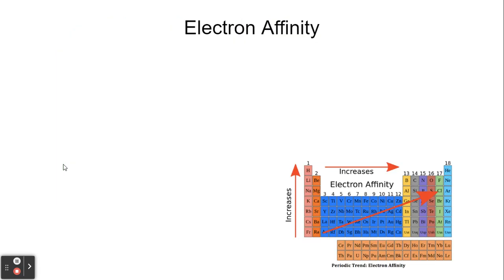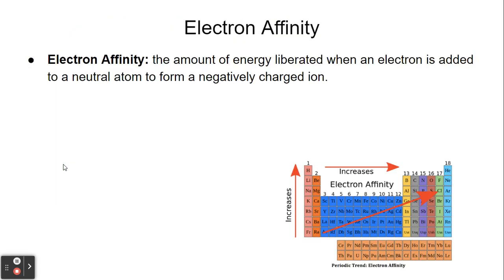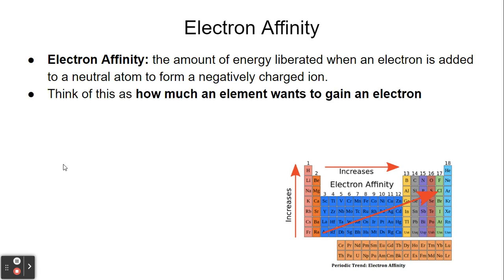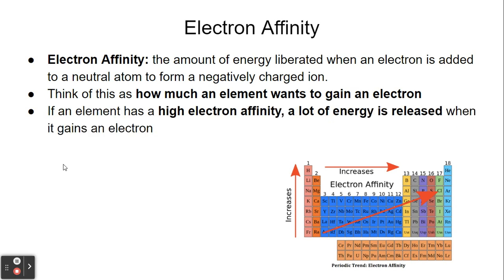So electron affinity, the definition here, is the amount of energy that's liberated when an electron is added to a neutral atom to form a negatively charged ion. So I want you to think of this basically as how much an element wants to gain an electron. If it has a high electron affinity, meaning it wants to gain an electron really, really badly, that means a lot of energy is being released when it gains an electron. So it's like a good thing, and it releases energy because it gained that electron.